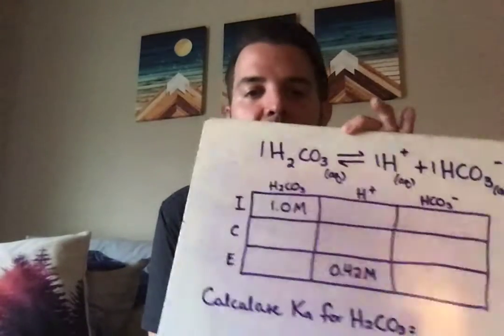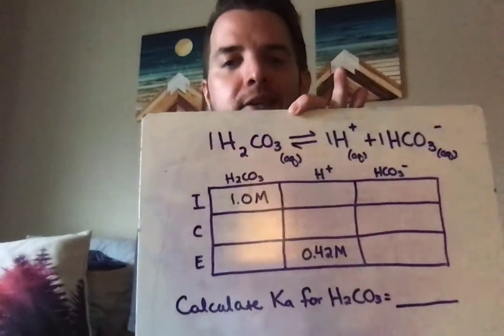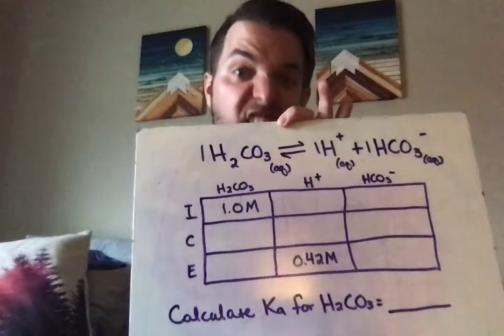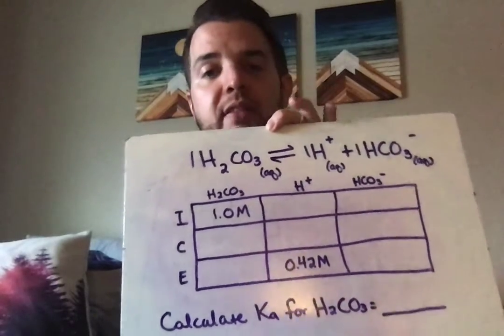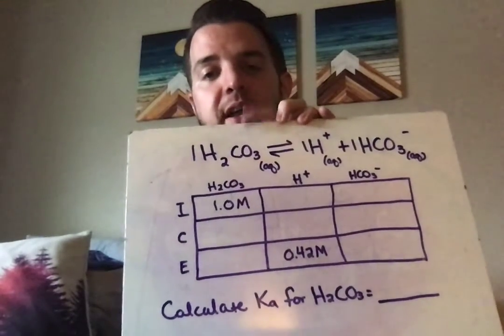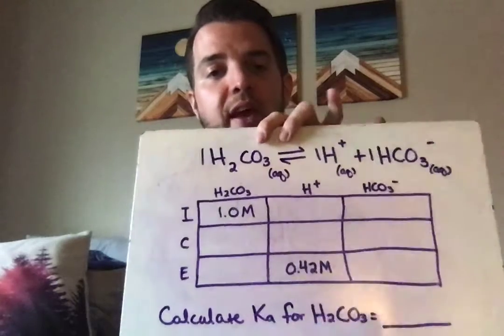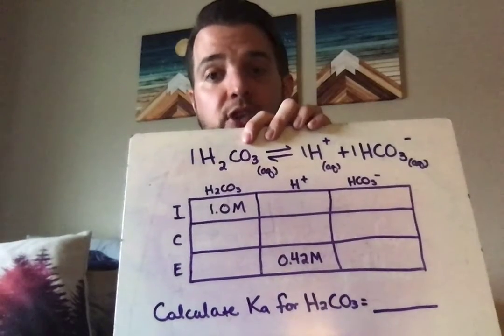So then I noticed that both of my products do not have an initial concentration, but since they're products, you start with none, right? If we're assuming that we are just taking carbonic acid and immediately dissociating it, we have no bicarbonate and we have no hydrogen ions. So we would start those initial concentrations at 0.0. So 0.0 molar, 0.0 molar, okay?